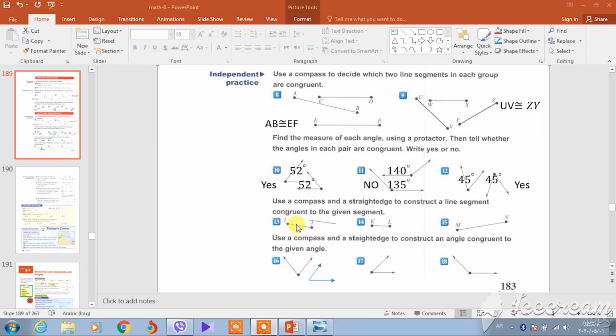And in this example I have a line segment. I want to tell you how you can make another line segment congruent to it by using a compass, students. You can use a compass to make another, and you can name the line segment. I name it KL. In examples 15 and 14, 17 and 18, you can solve them. And this example says we have an angle, and you need to make another angle with the same measure in degrees, students.